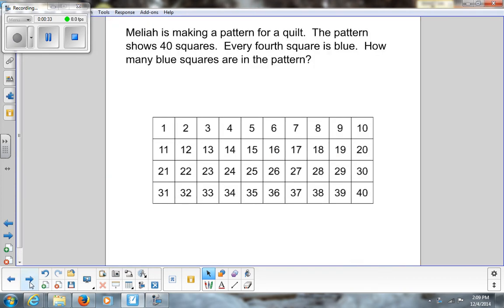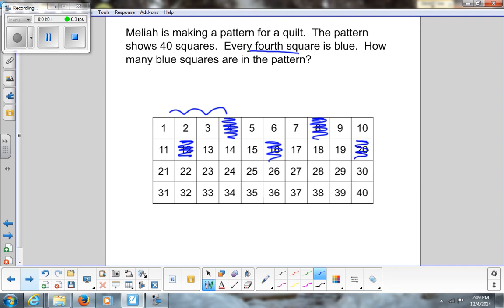All right, so we have Malia making a pattern for a quilt. The pattern shows 40 squares. Every fourth square is blue. How many blue squares are in the pattern? So I have 40 squares here, and it says every fourth square is blue. So I'm going to go 1, 2, 3, 4, and that's going to get colored in blue. 1, 2, 3, 4, that one's colored in blue. 1, 2, 3, 4, that one's colored in blue, and so on and so forth.